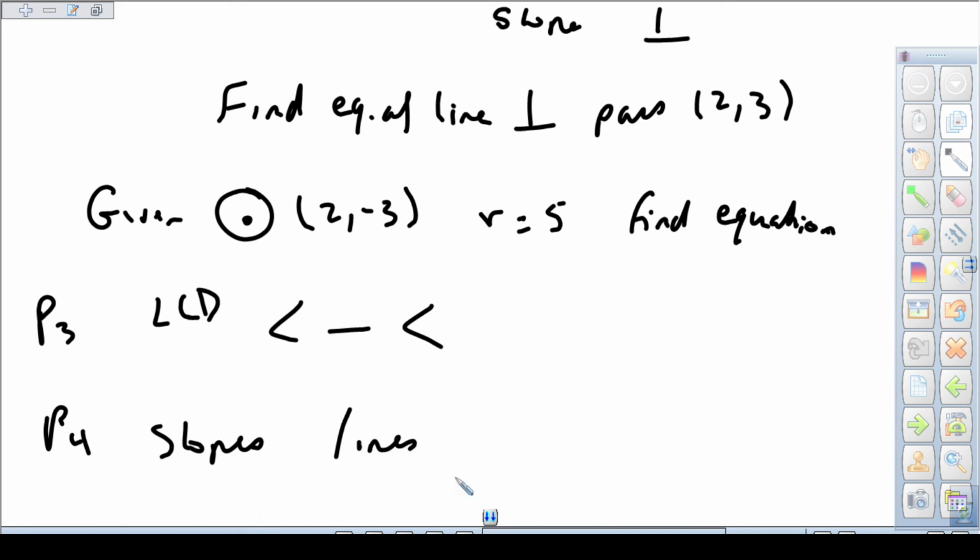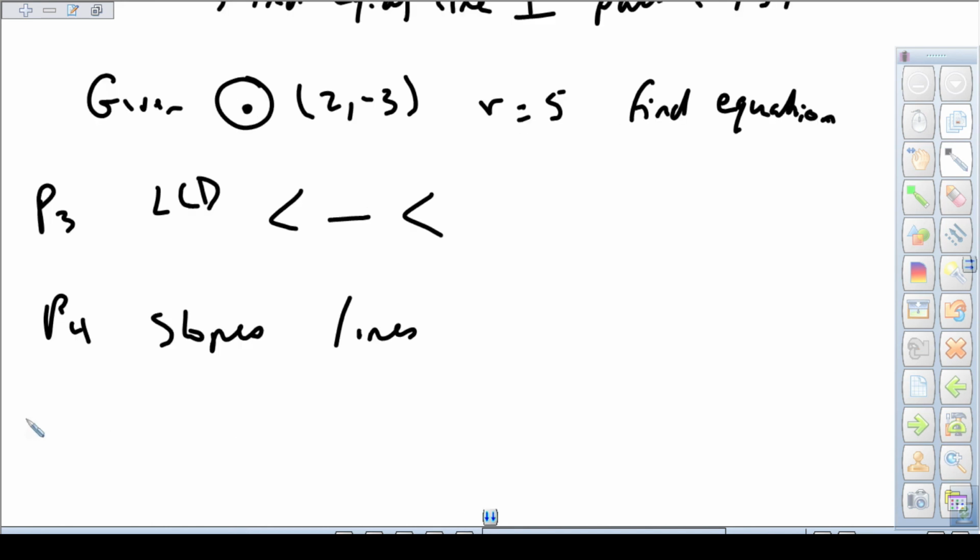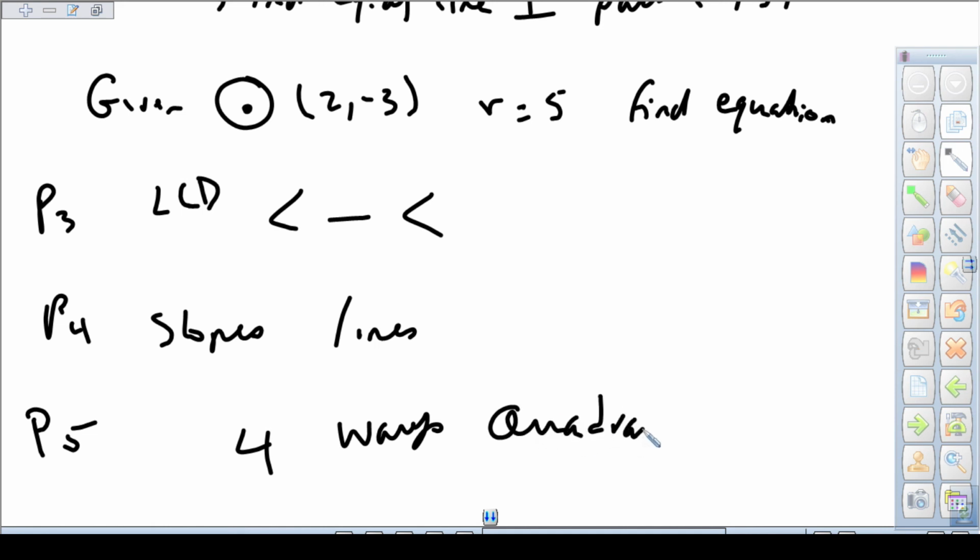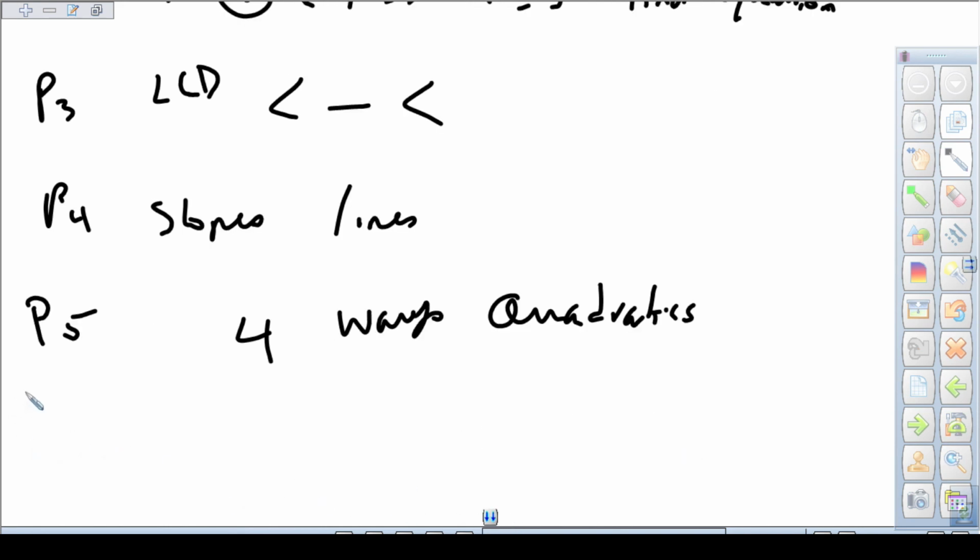Okay, slopes on lines. P5 is solving quadratics, and I have a video on that. There are 4 ways. Expect to see them. If you remember any one of them, you could put them in the chat. P6 is complex numbers, which you also have a video on, an awesome video. I spent a lot of time doing that video.